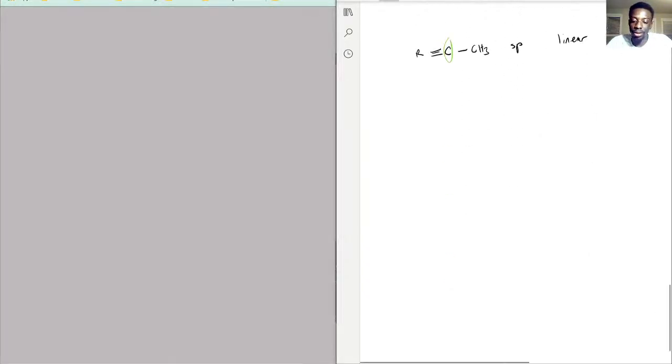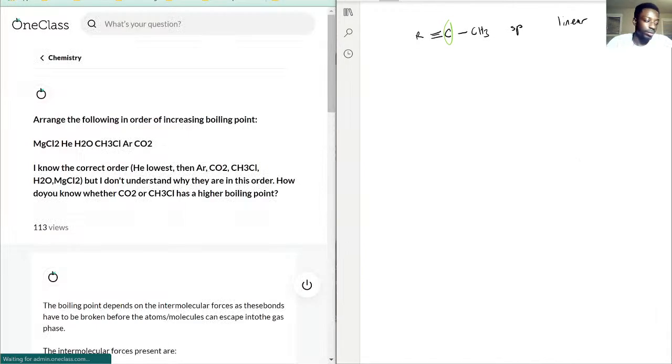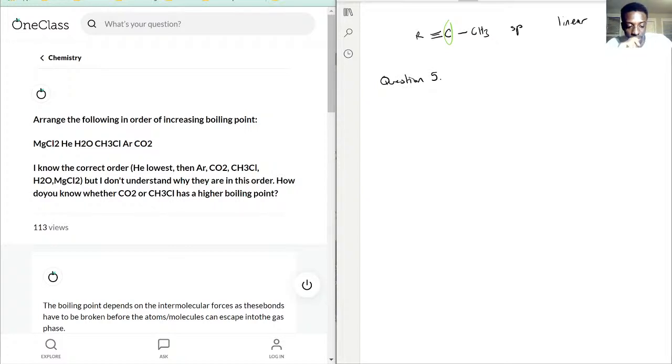Okay, so now let's go into question, I believe it's 5 now that we're on. Yes. Okay, so we want to arrange the following in the order of increasing boiling points. This person actually knows the correct order, but doesn't really understand why they're in this order. So let's just write it out. Arrange in order of boiling point.